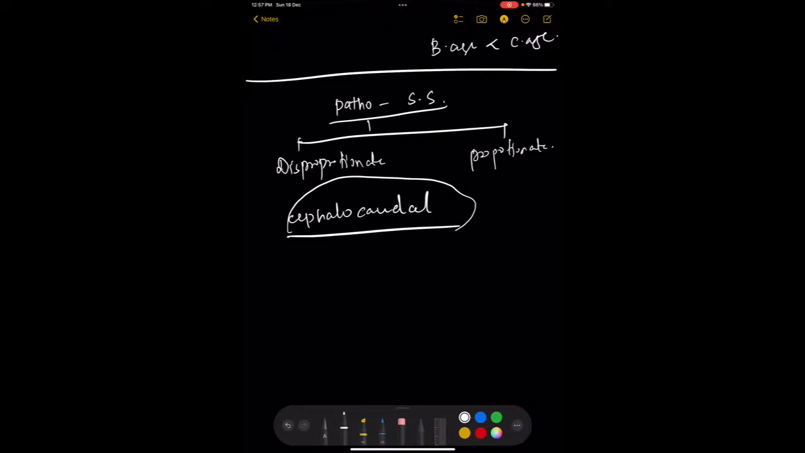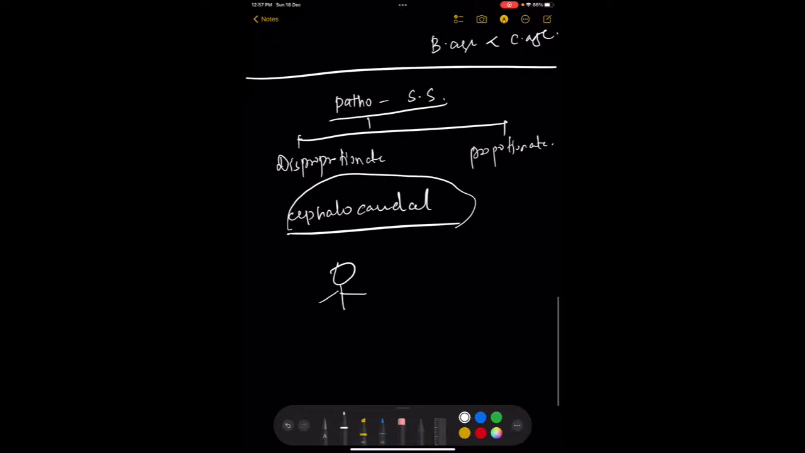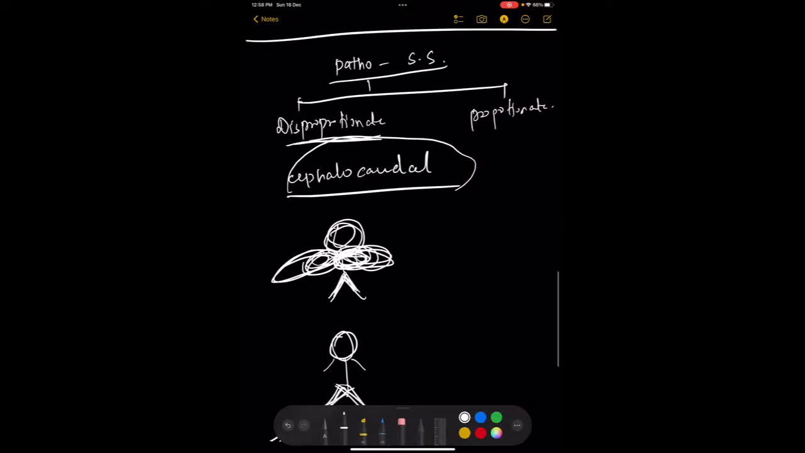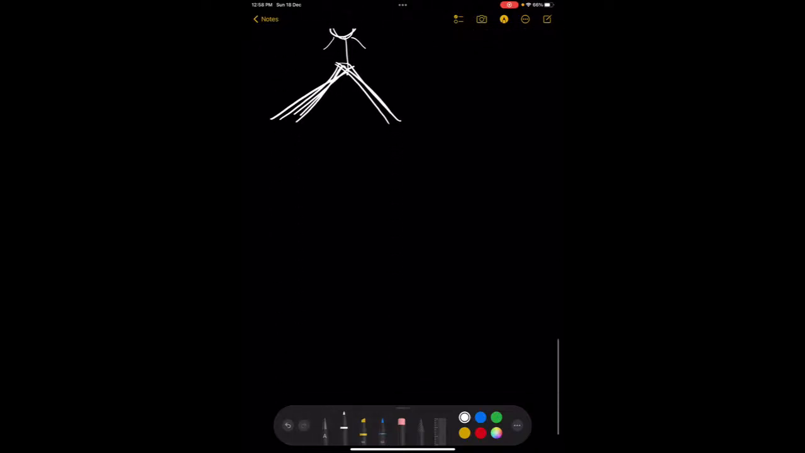This is a patient with a big upper segment but a small lower segment. This is disproportionate, and you can see patients having a smaller upper segment and a bigger lower segment. This is also disproportionate. This is caused by CAR.